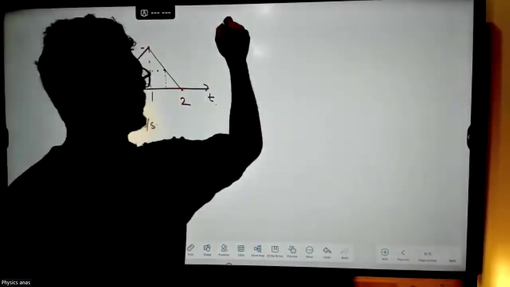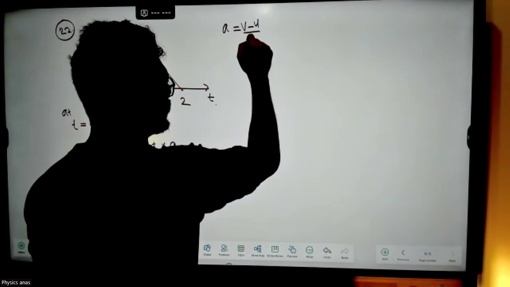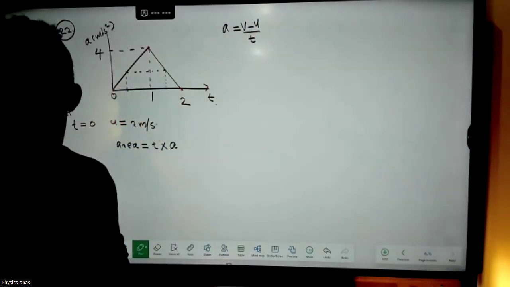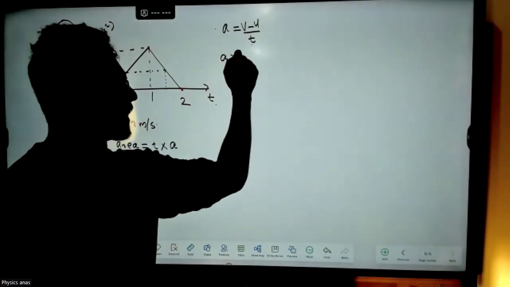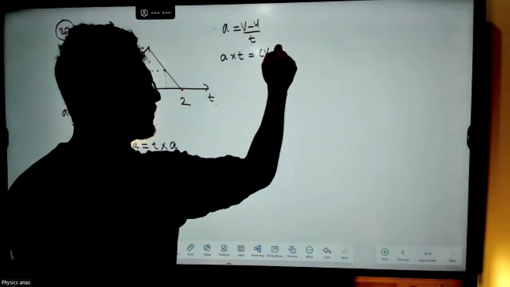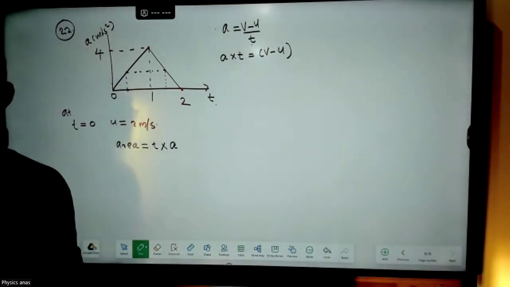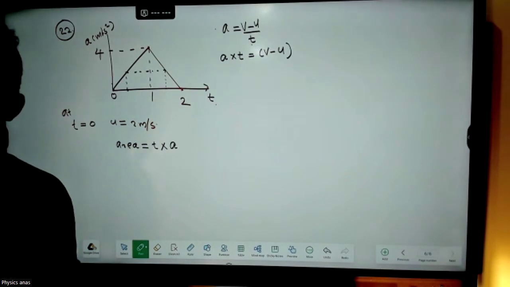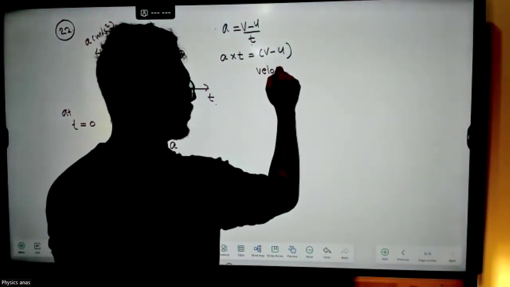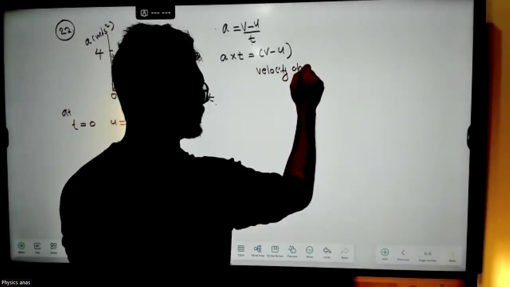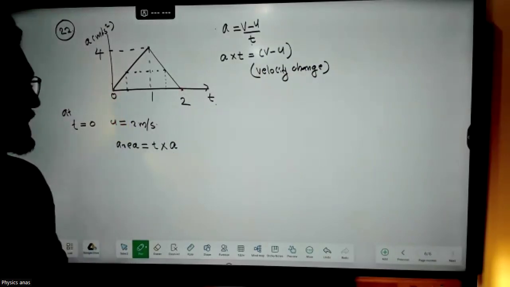Look here. You have equation for acceleration. a is equal to (v minus u) by t, right? If you are bringing the t to the other side, that will be acceleration into time. Then that is velocity change. So what is the acceleration into time? That's velocity change. Acceleration into time will be velocity change. Did you understand that?